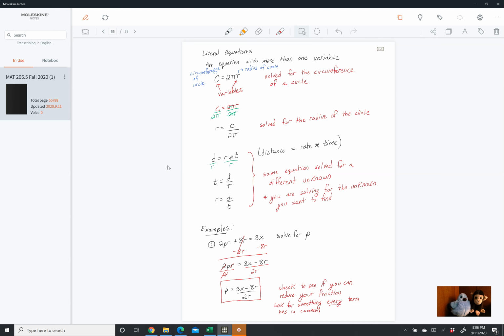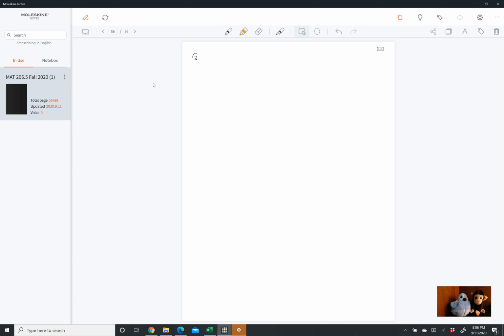Okay, let's do another one. So, second example. Let's do ax squared plus 3bc is equal to 4p. And this time we're going to solve for b. Okay. So here's the b. We need to get this by itself.